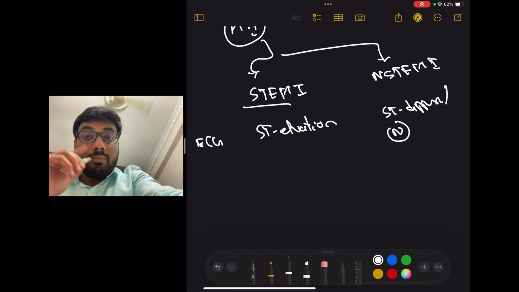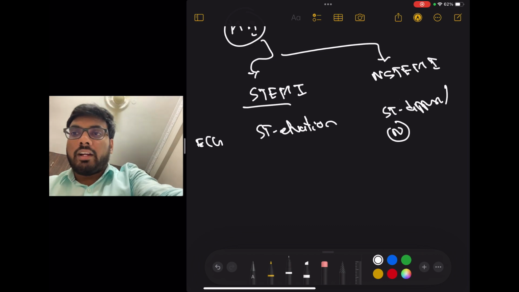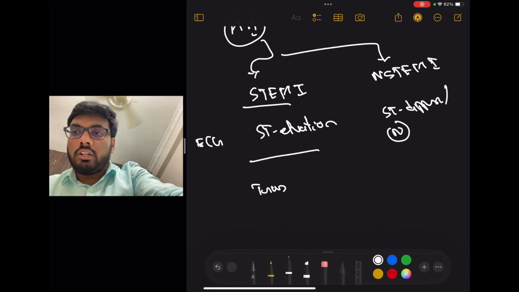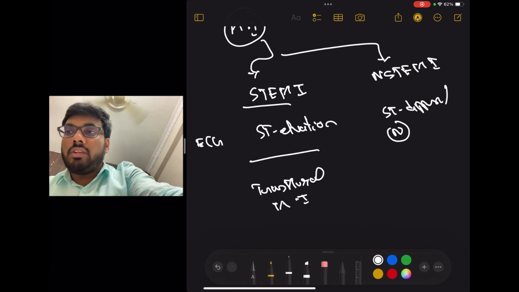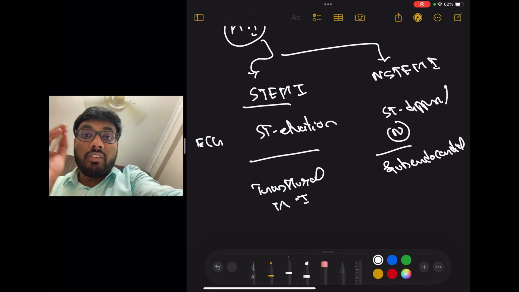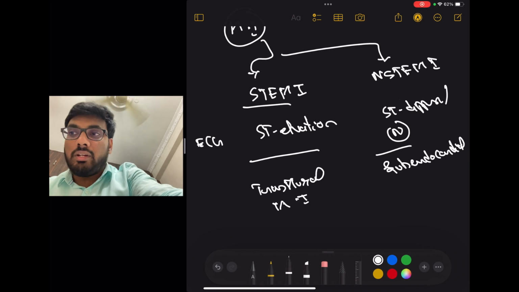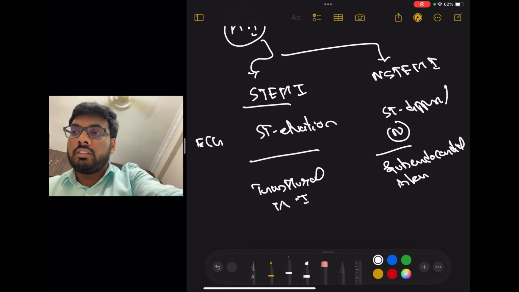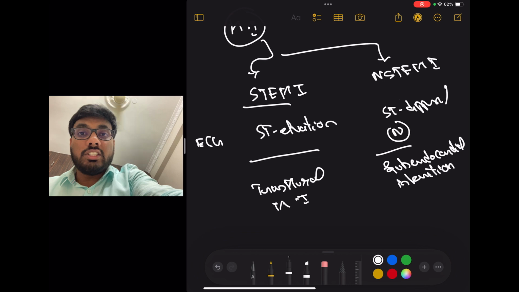STEMI is due to transmural myocardial infarction, whereas NSTEMI is due to subendocardial infarction. That is, only the subendocardium is infarcted, that is dead. Whereas in case of STEMI, the whole muscle is dead. That is called transmural myocardial infarction. Here we have NSTEMI, subendocardial infarction, whereas in STEMI, we have transmural.